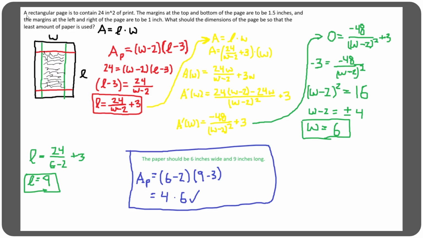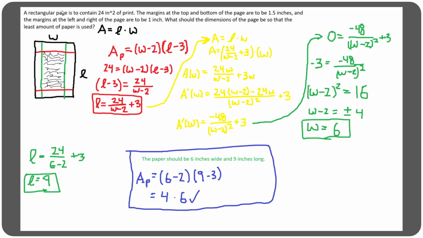So let's read it. A rectangular page is to contain 24 square inches of print. The margins at the top and the bottom of the page are to be 1.5 inches. So that's this distance right here. And the margins at the left and right of the page are to be 1 inch, which is right here and here. So what should the dimensions of the page be so that the least amount of paper is used?